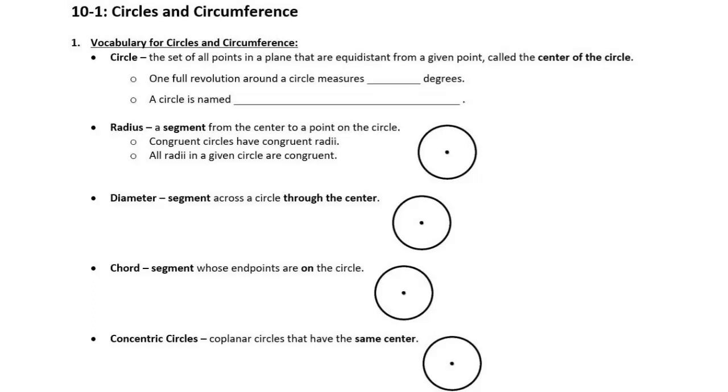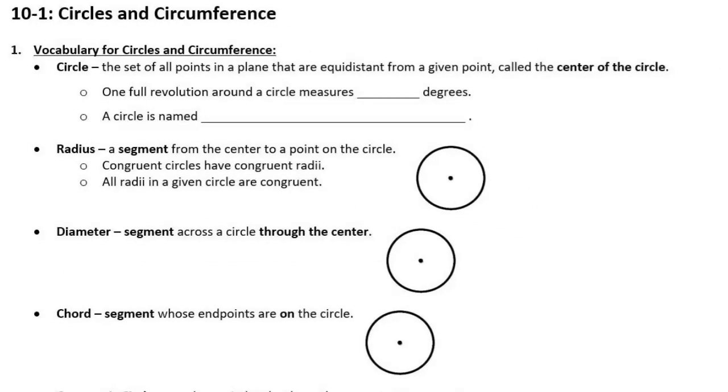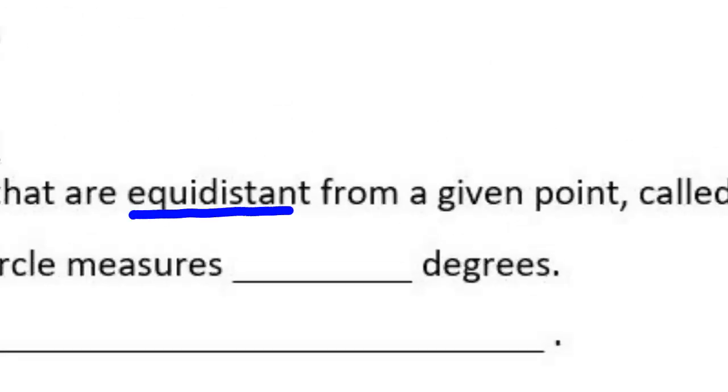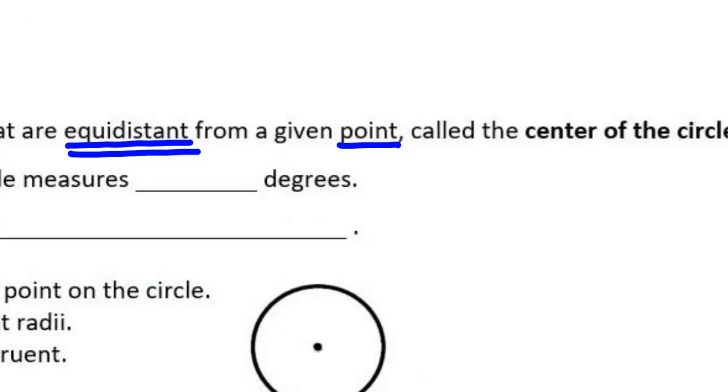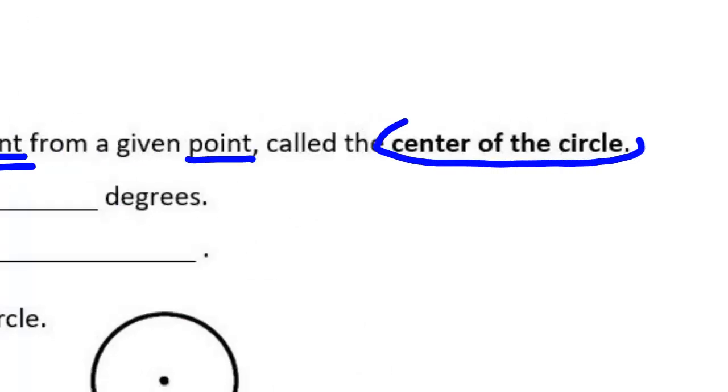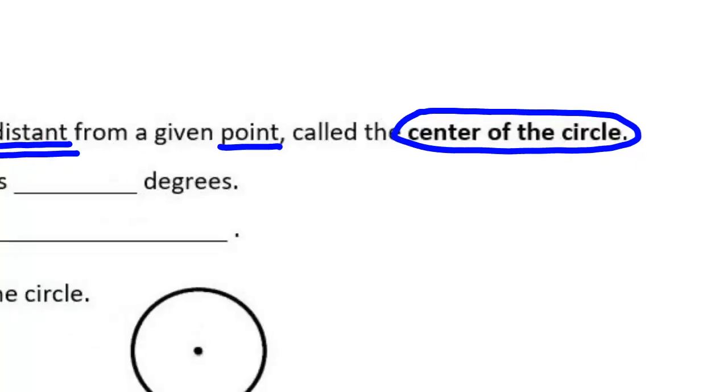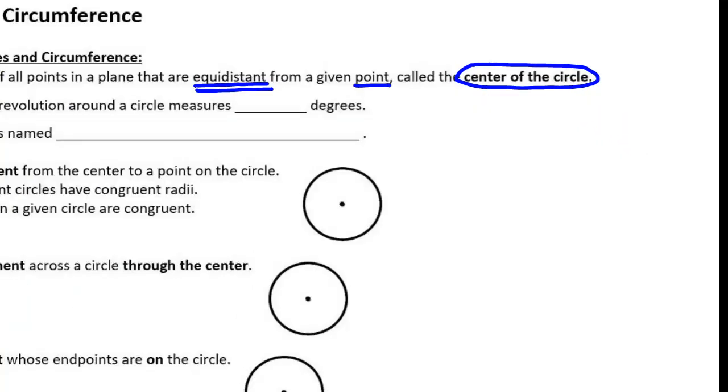All right, so Module 10, we're going to be talking about circles in this module, and this first lesson is about circles and circumference. So there's some vocabulary that we need to talk about right at the beginning. When we talk about a circle, that is the set of all points in a plane that are equidistant from a given point, called the center of the circle. What does equidistant mean? Equal distance, same distance away.